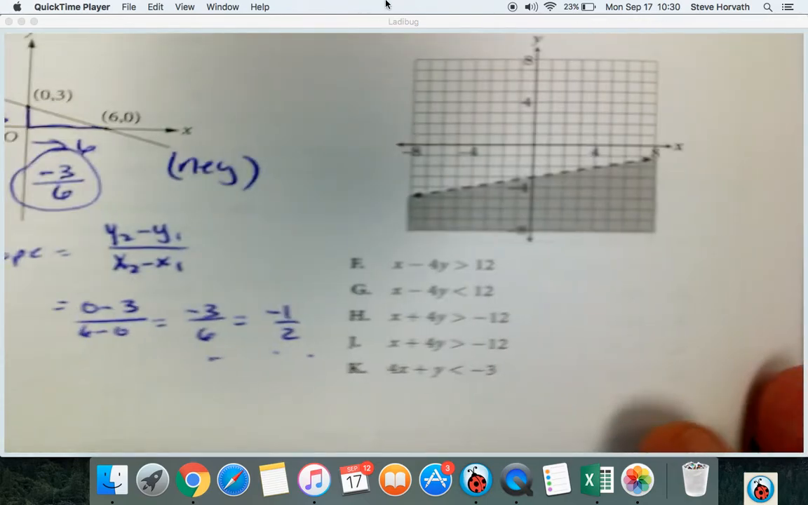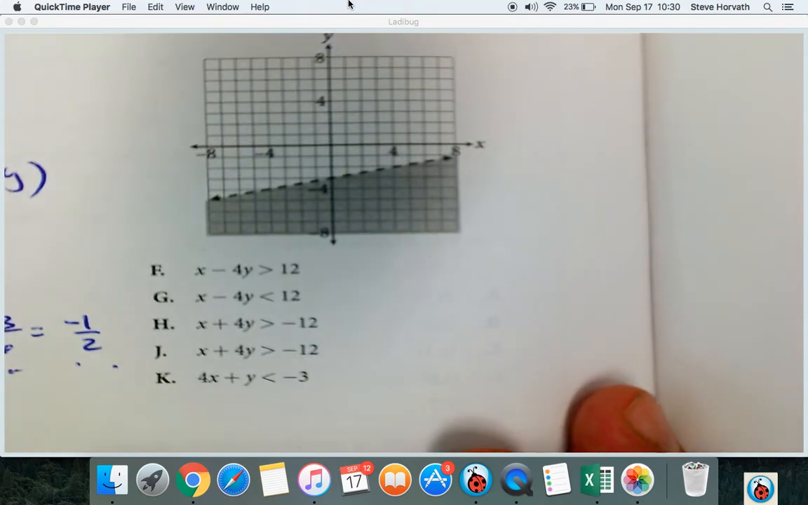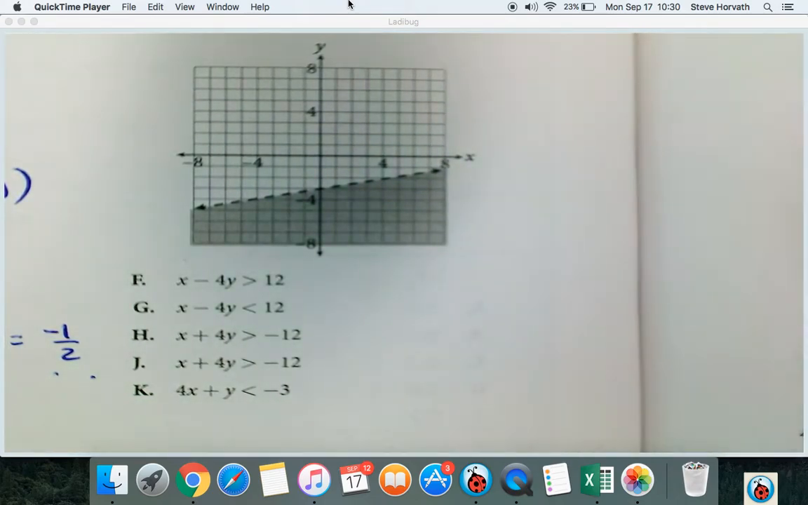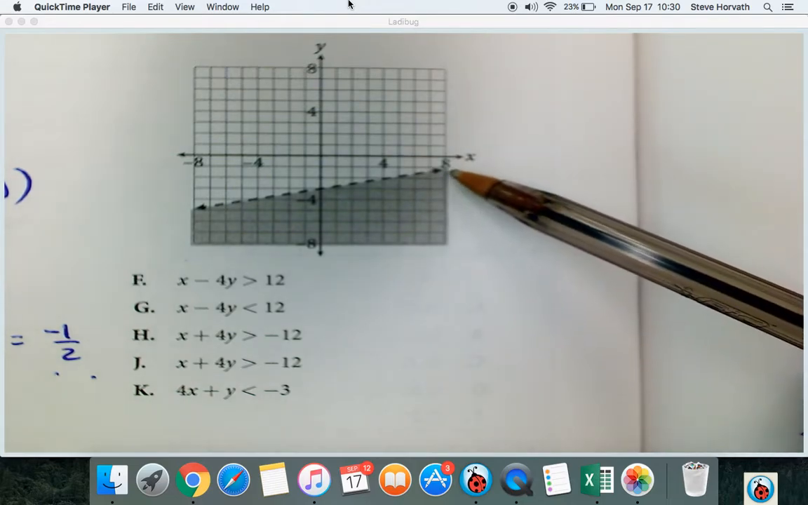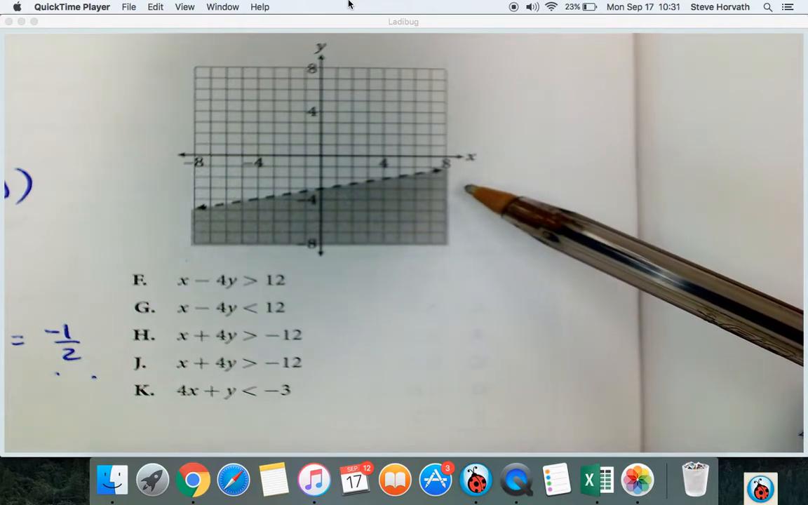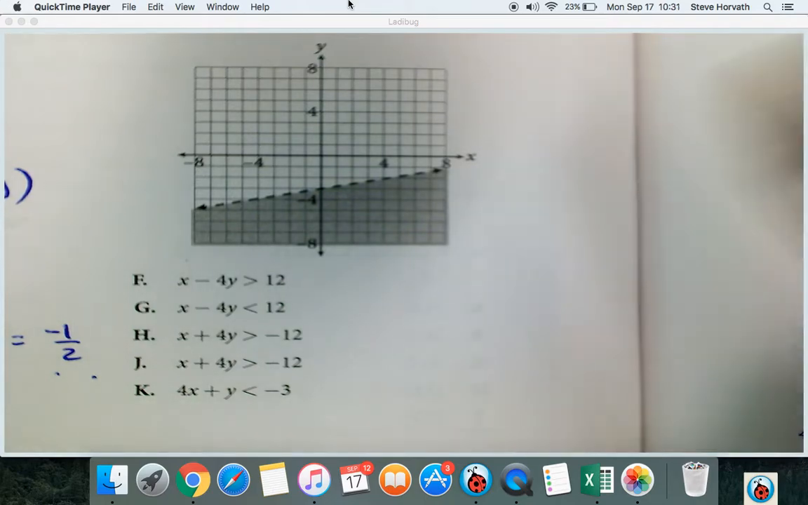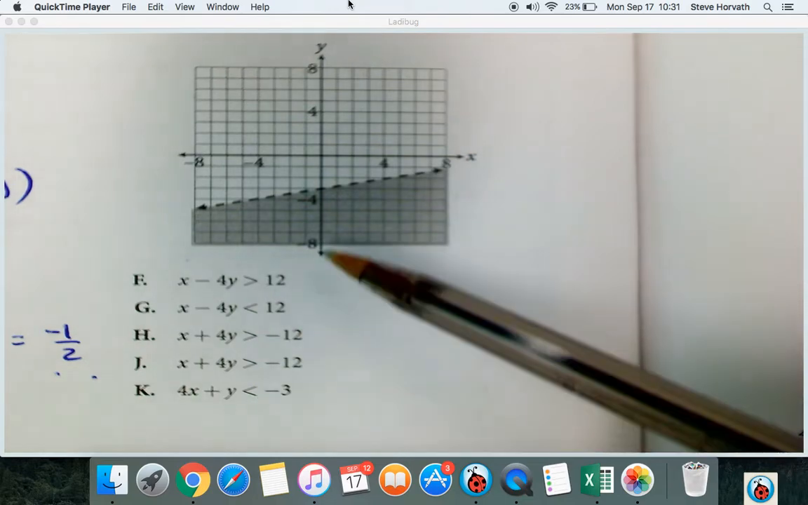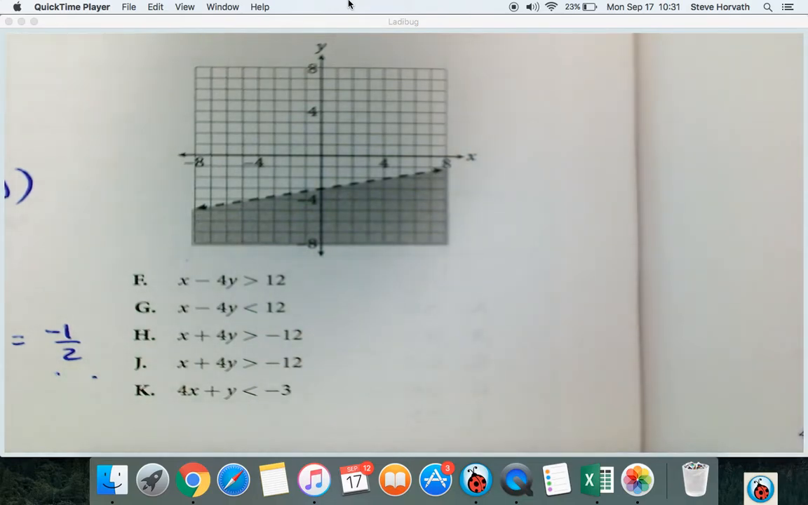Number 2, not as easy to do. However, we have to look at this dotted line, and when we have an inequality with a dotted line, that means it's a less than or a greater than, but not a less than or equal to or a greater than or equal to. Since none of the answer choices have an equal sign, we can't eliminate one really quickly.